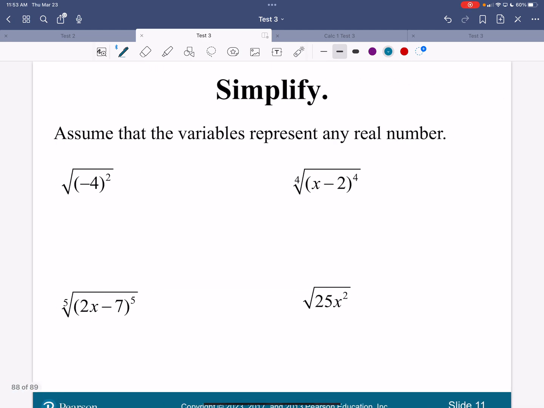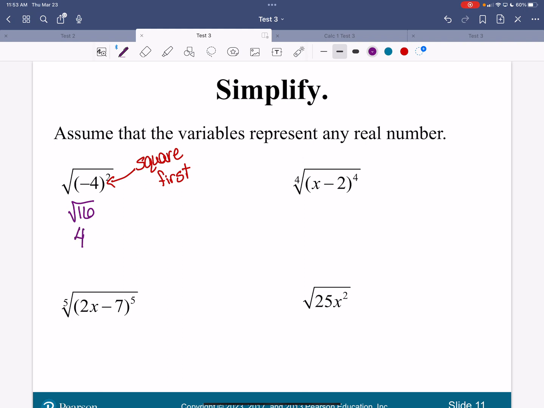Okay. So, right here, I've got to square this first. Okay, square first. So then, when I square that, I end up with the square root of 16 because I'm squaring a negative number. And when I square a negative number, what do I get? A positive number. Okay? And so that's going to be our answer.